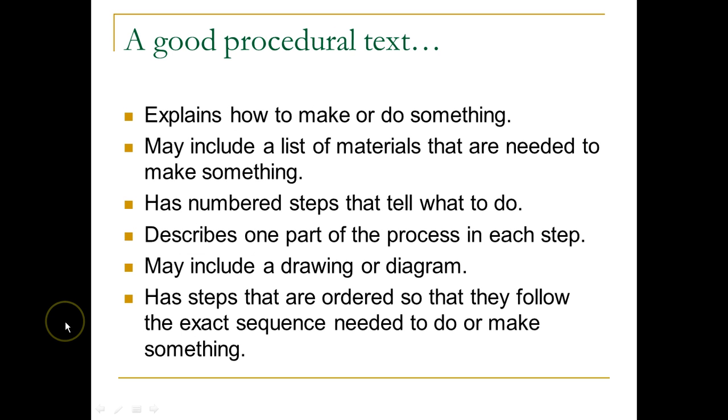Now remember, a good procedural text explains how to do or make something, may include a list of materials that are needed to make something, has numbered steps that tell what to do, describes one part of the process in each step. It may include a drawing or even a diagram, and also has steps that are ordered so they follow the exact sequence needed to do or make something. So these are very good characteristics of a procedural text that we talked about in the first lesson.